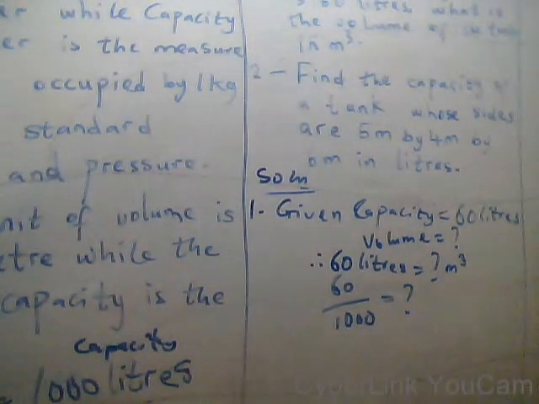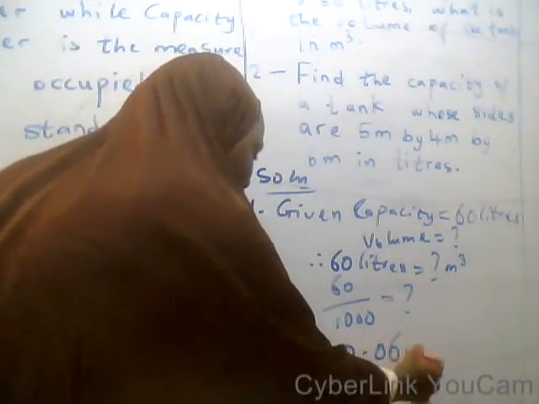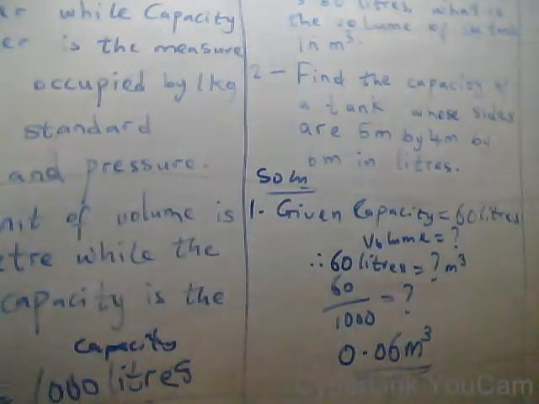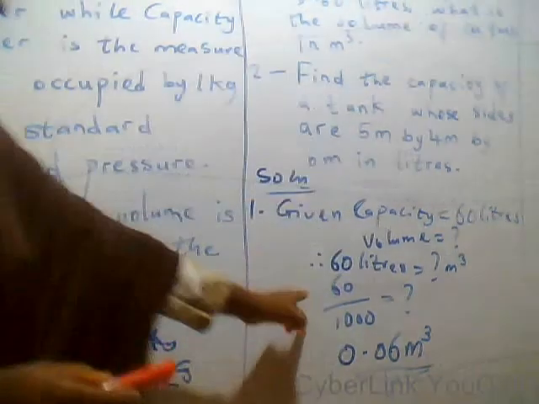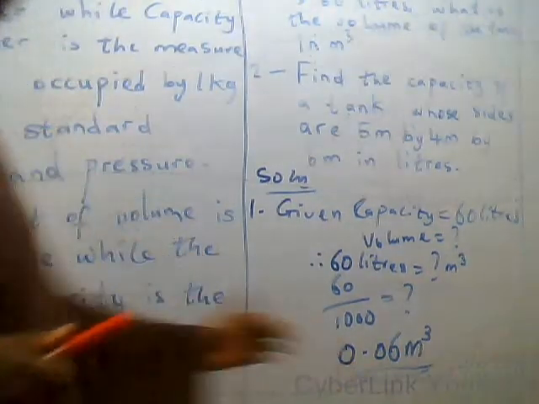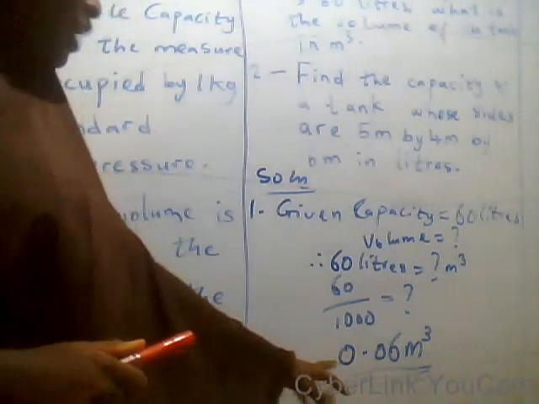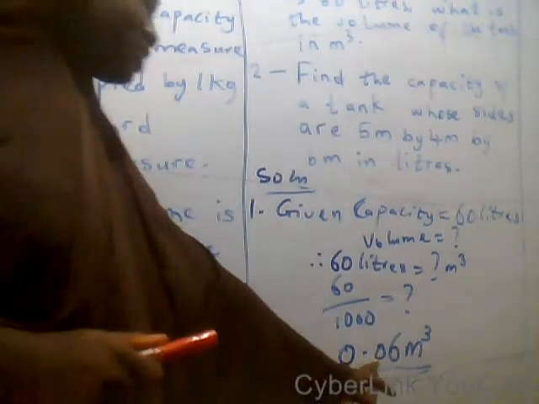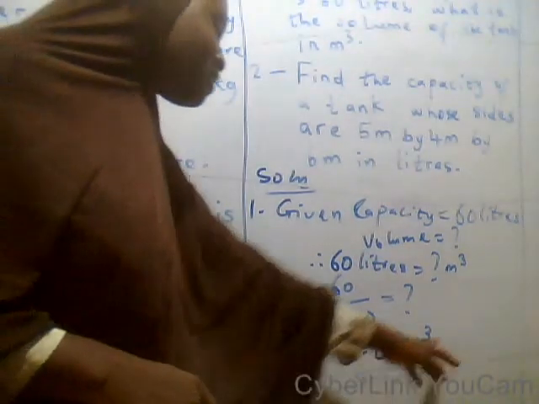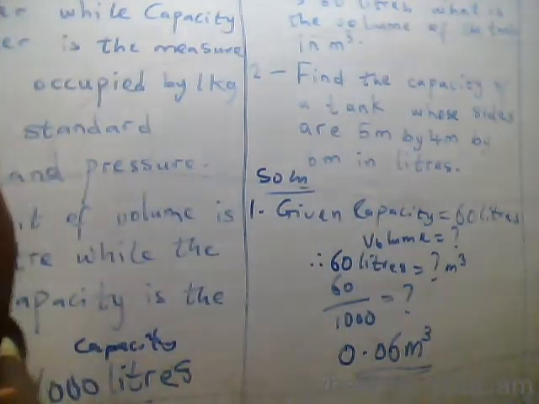And if you divide 60 by 1000, you are going to get 0.06 meter cube. Don't forget our units have to change. The question gave us in liters, and we have to change to meter cube. And for us to do that, we have to divide by 1000 according to the rule given to us in the notes. But assuming this is what is given to us, 0.06 meter cube, and I want to take it back to liter, then we have to multiply 0.06 by 1000 to convert this meter cube back to liter. I hope it's clear to you.